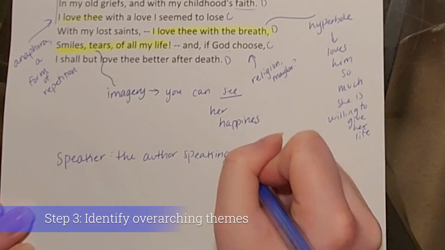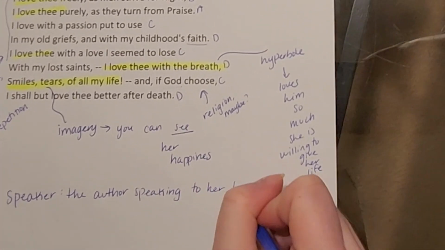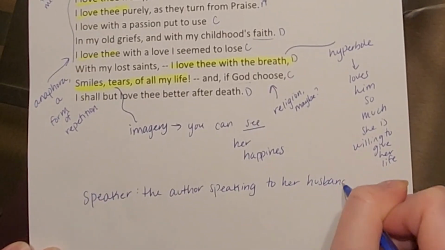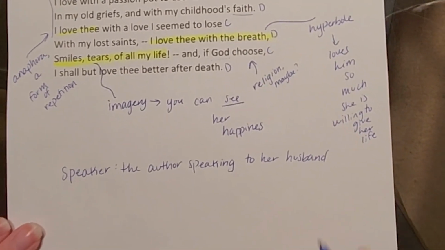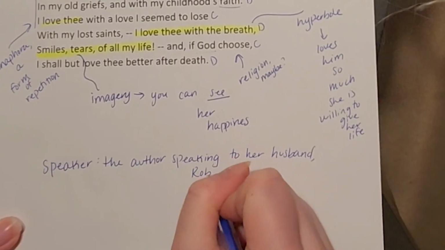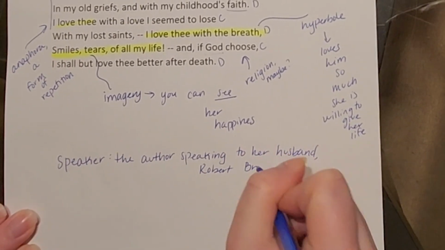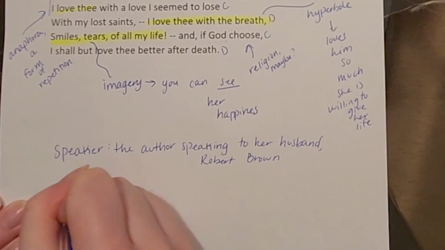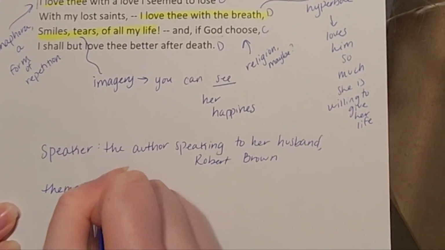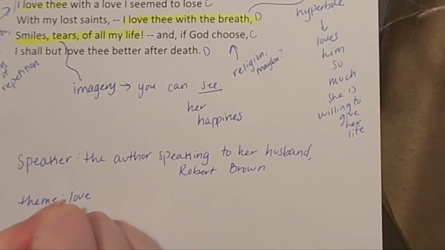Now on to Step 3. You'll answer some basic questions on overarching elements such as, who is the speaker? What is the tone of the poem? What's the theme? What is the setting if there is one? You must consider the significance of these elements in relation to the poem.